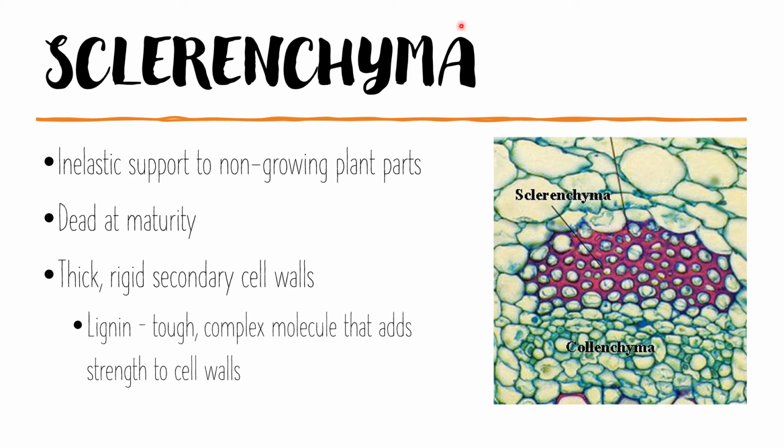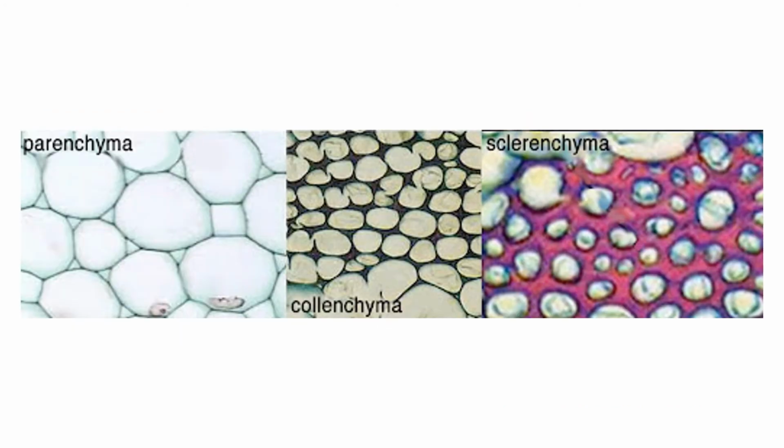So again, take note of how the cell walls of sclerenchyma look, because that is the easiest way to differentiate parenchyma, collenchyma, and sclerenchyma from each other when you view them under the microscope. Now, this is how they are different when we compare them side by side. So again, parenchyma cells have thin primary cell walls, collenchyma cells have unevenly thickened cell walls, while sclerenchyma cells have cell walls that consume most of the cell.